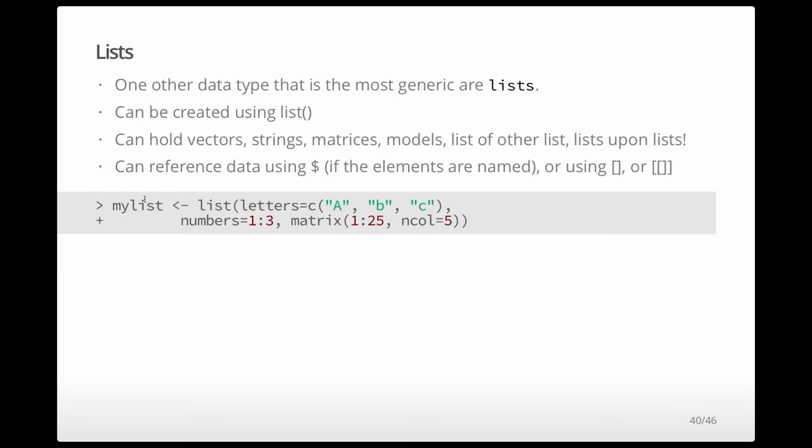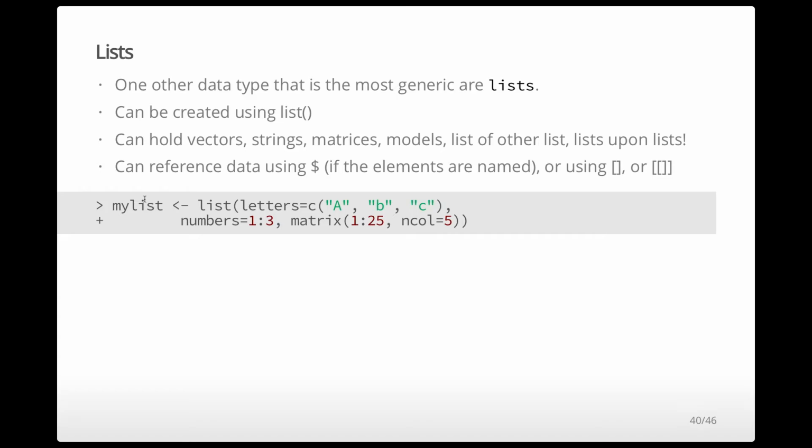So you can reference it. If it's named, you can still use dollar signs to grab it, similarly to data frames. But the difference is, if they are not named, if you want to grab something by the specific index, you have to use this double bracket notation.